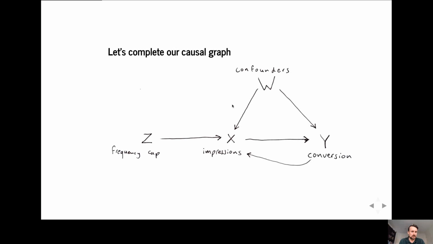Secondly, frequency cap has an effect on impressions, the amount of impressions users will get, and impressions will have an effect on the probability of conversion. However, there's no direct effect of frequency cap, our instrument, on the probability of conversion, our outcome. And this is also one of the conditions that needs to be satisfied to have a good instrument. So in general, it's quite hard to get a good instrument, so we can be very happy that we have a perfect setting for using instrumental variables here.